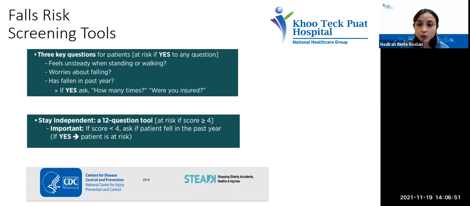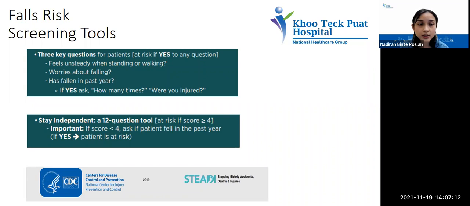These are 2 simple screening tools to check if you are at risk of falling. The first one consists of three questions whereby a yes to any of the questions indicates a risk of falling. So the questions include, do you feel unsteady when you're standing or walking? Are you worried about falling? Have you fallen in the past year?